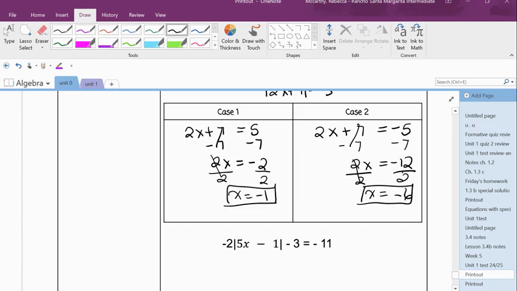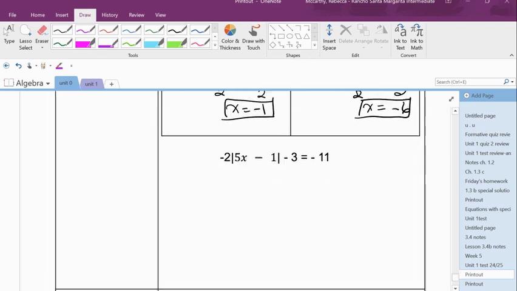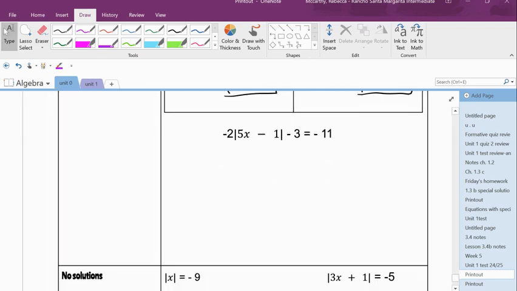Okay. Last one on this particular one. Again, I'm going to isolate my absolute value first. So first I have to add 3 to both sides. I don't do my two cases until that absolute value is completely isolated. So I get negative 8.